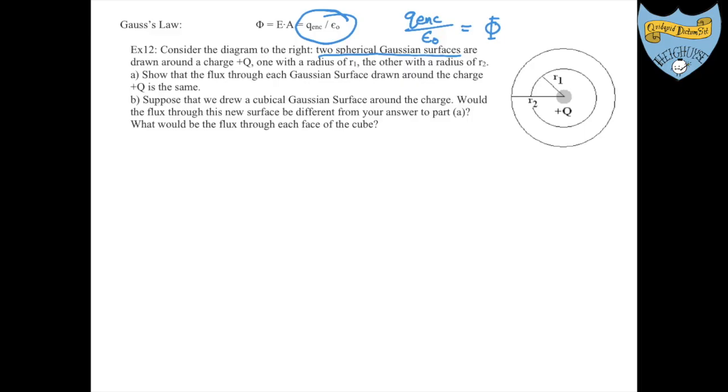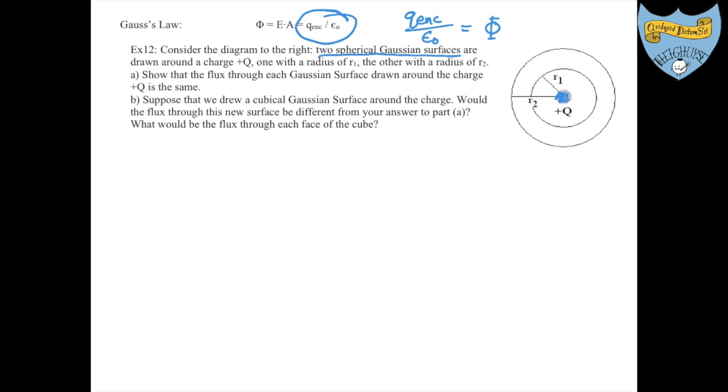You are imagining a Gaussian surface, which is just to say a surface of whatever shape you want, drawn around a charge of some kind, or maybe drawn near a charge, just drawn anywhere you like, because it's imaginary. You can do anything you want with that Gaussian surface because it's imaginary. Okay, it was drawn around a charge. And then they're going to ask you things like the flux through the various surfaces here.